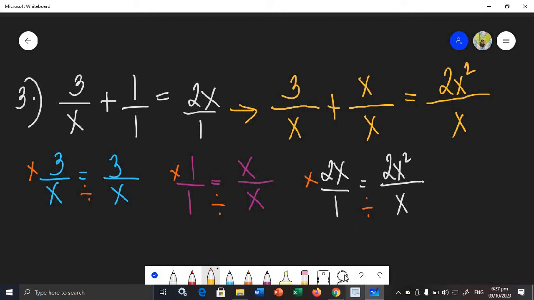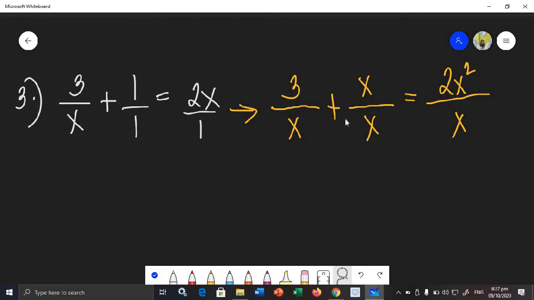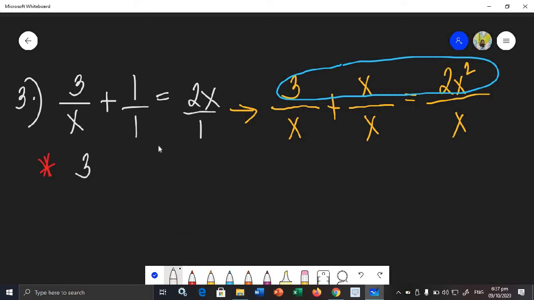So, yun na ngayon yung bago. I'm just going to erase this kasi pinakita ko lang kung paano yun nangyari. Ayan na ngayon yung bagong set of rational algebraic expressions natin. But then again, ang gagamitin lang po natin dyan is yung numerator na part. Okay? We will disregard the denominator. So, kung ita-transform natin to into a quadratic equation, ito lang gagamitin natin. Si 3 plus x equals 2x squared.